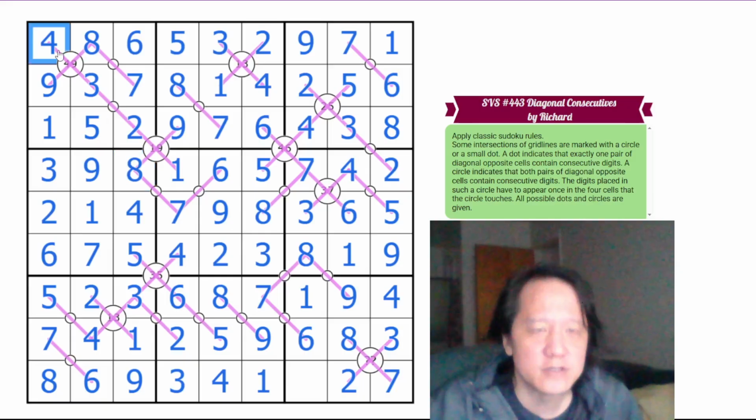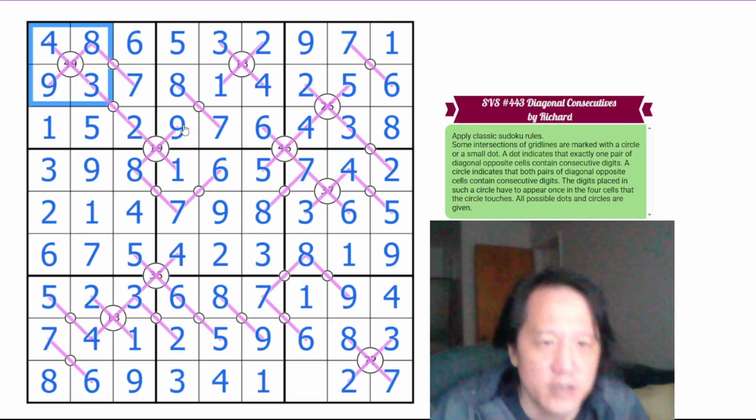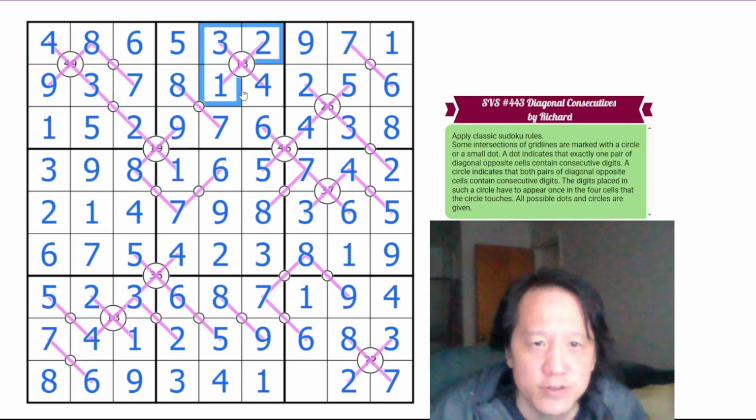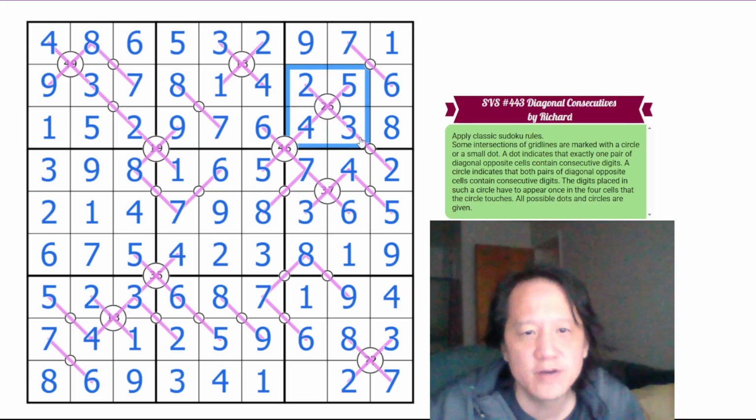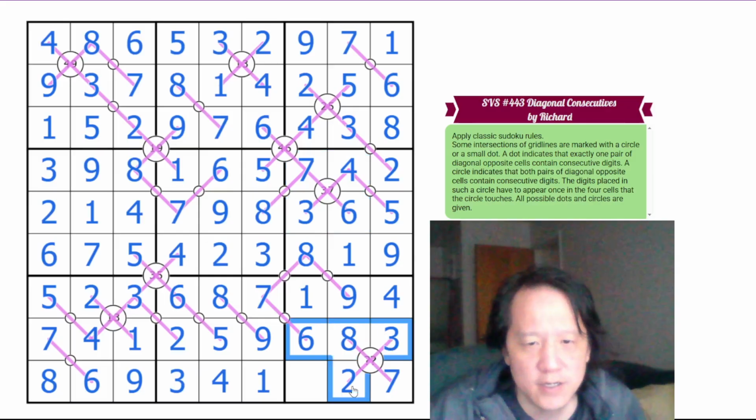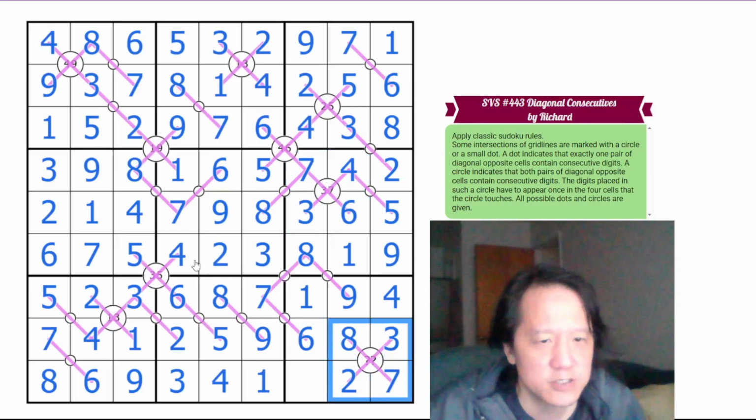So let's make sure that this is all kosher. 4 and 9 are surrounding this quad. 1 and 9 are surrounding this quad. 1 and 3 are surrounding this quad. 2 and 5 are surrounding this quad. 4 and 6 are surrounding this quad. 3 and 7 are. We don't have any restrictions there. 3 and 5 surround this quad. 1, 3 surround this quad.